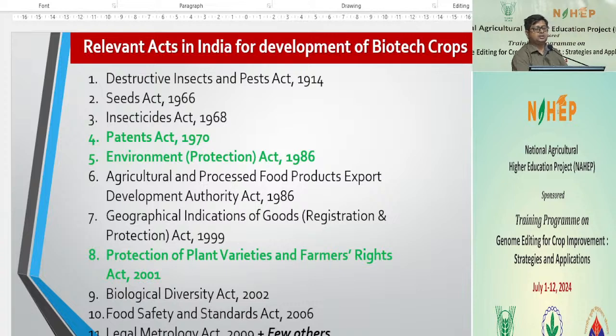Because in India, under this particular law, we have label claims that a particular insecticide or pesticide is allowed to be used in a particular crop at a particular dosage. So we have separate institutions for that, the Central Insecticide Board and many others. Then of course the Patents Act 1970, about which I am going to talk.